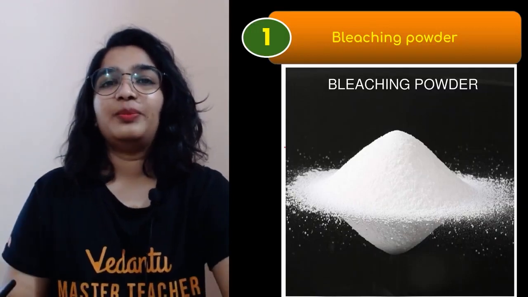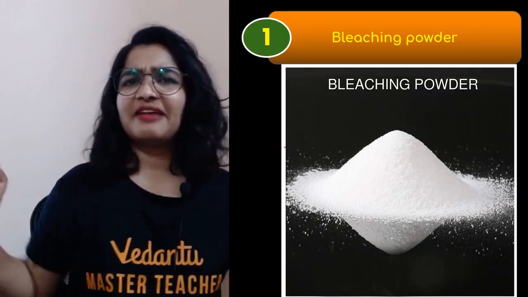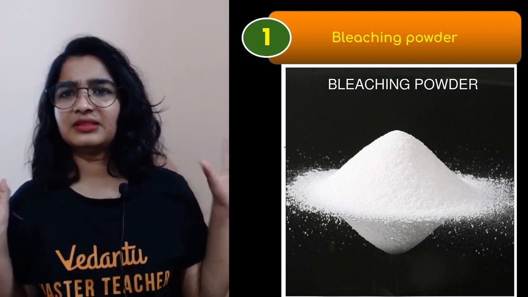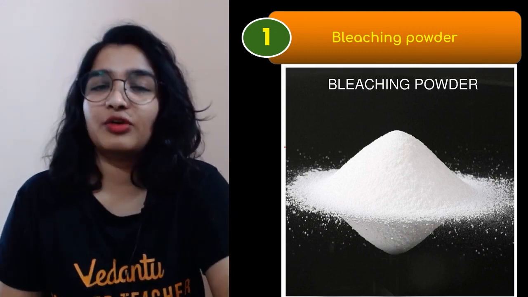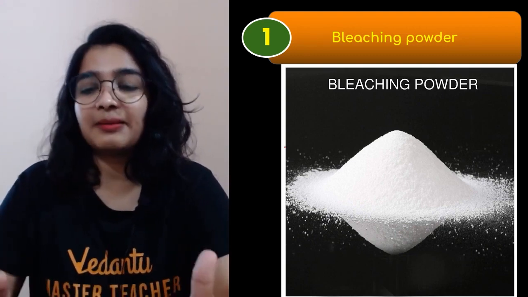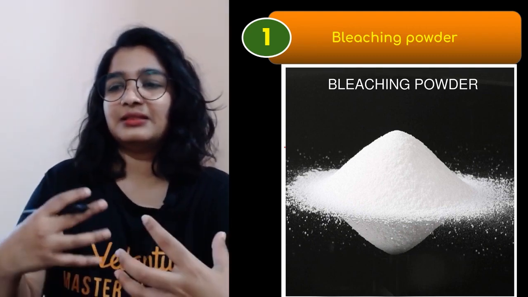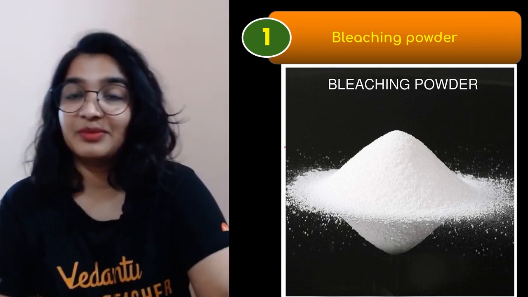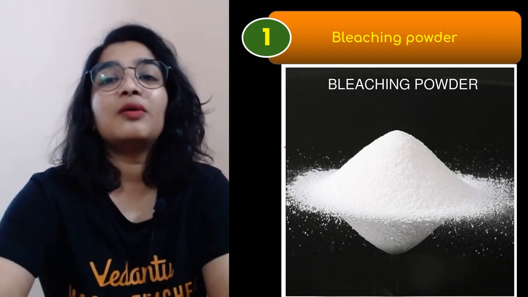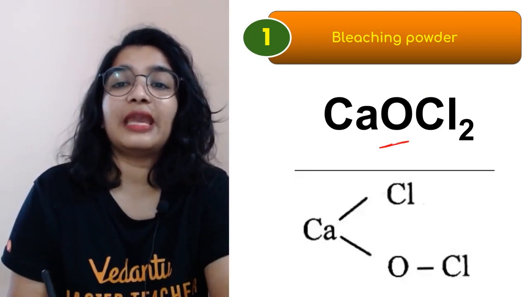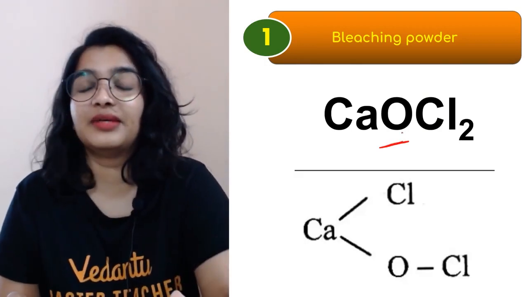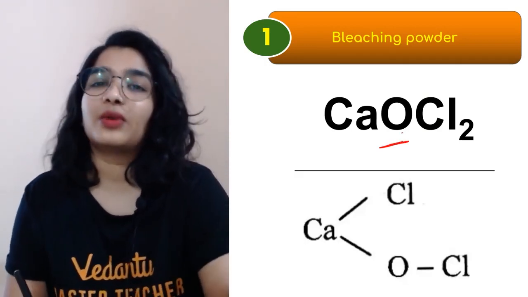The first one is bleaching powder. Everyone knows what bleaching powder is, no? Even my mom uses it. But what about the chemical formula? What about the chemical name? That is something only people studying chemistry would know. So bleaching powder is CaOCl2. This is its chemical formula and its chemical name is calcium oxychloride.